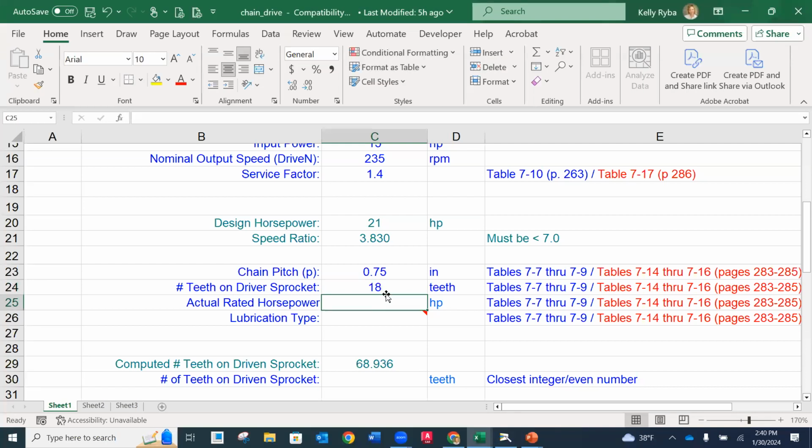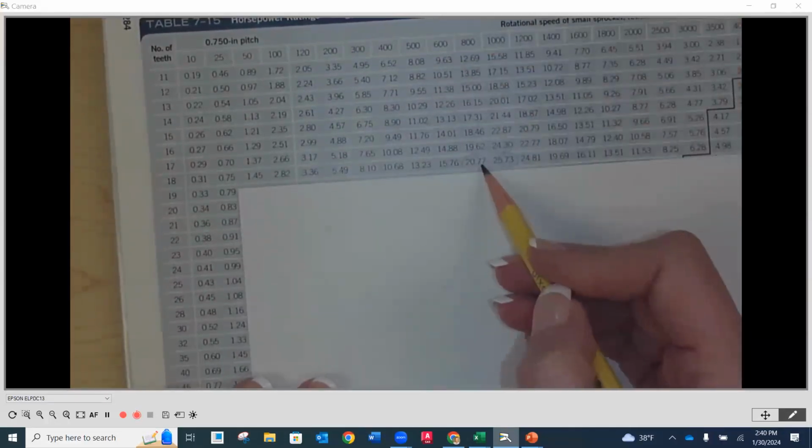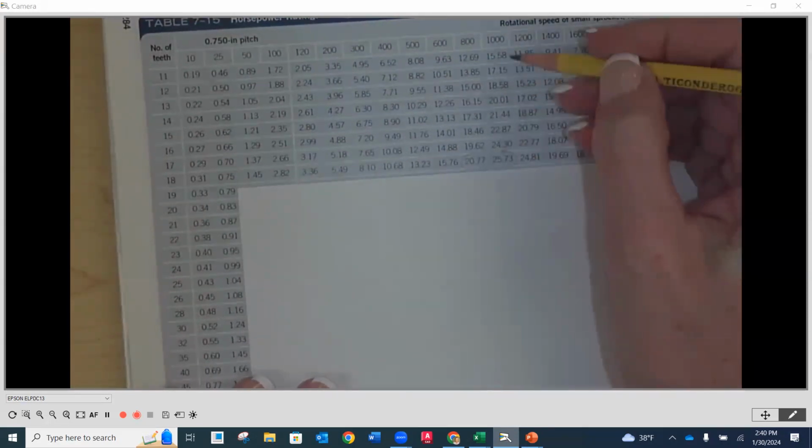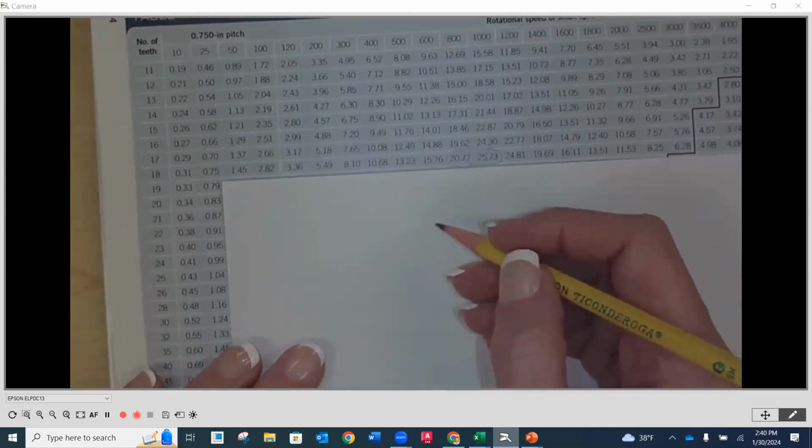Rated horsepower. Now we've got to know what is the horsepower of this when it's going 900 RPM. So we're going to have to do just a really quick ratio. I'm going to go back underneath. It's not hard to do. But if we know that 800 RPM is going to have 20.7 and that 1,000 is going to have 25.73, we want to find out what is the horsepower at 900.